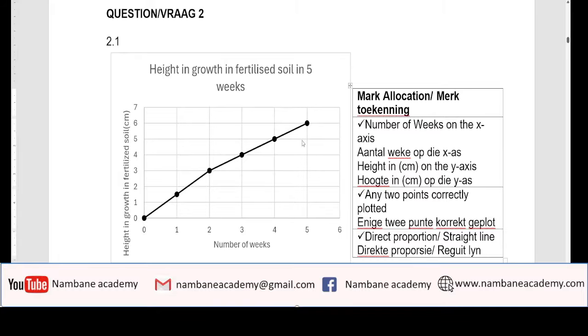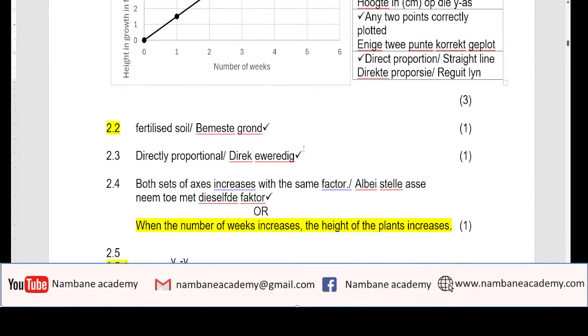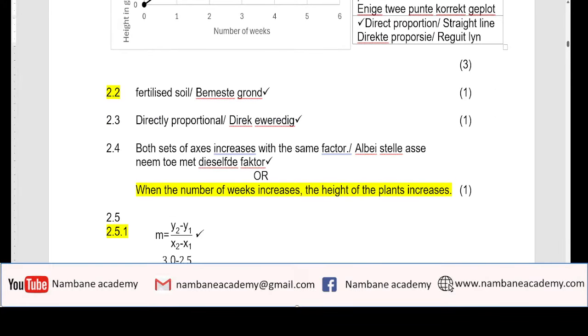Then at 2.2, in which type of soil did the plants grow the fastest? Write only fertilized or unfertilized. The data shows fertilized, because there's an increase in the height of growth. Then at 2.3, you will also see at 2.2 there have been changes made. Anything that is in yellow shows you the changes.